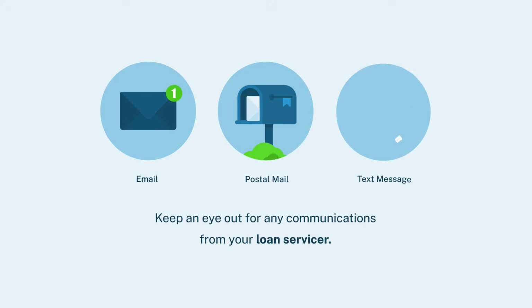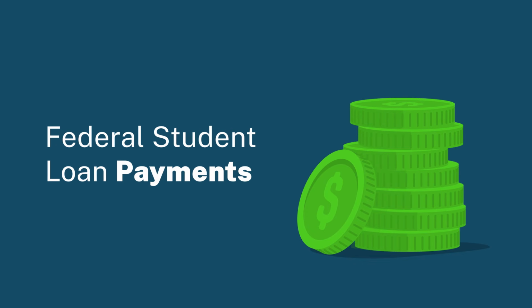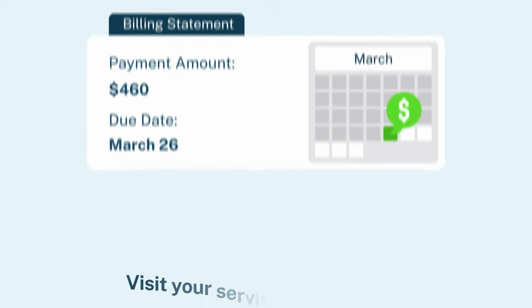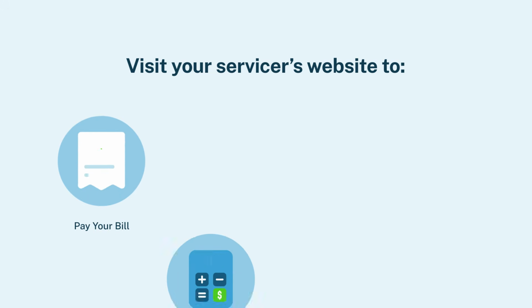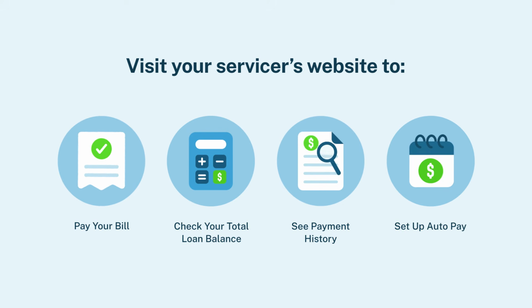Now that you know who your loan servicer is and what they do, you can keep an eye out for any communications from them. As you approach your first payment due date, your loan servicer will send a billing statement that includes your payment amount due and the date that it's due. You can visit your servicer's website to pay your bill, check your total loan balance, and see your payment history. This is also where you can set up autopay for your payments to be automatically withdrawn from your bank account each month.